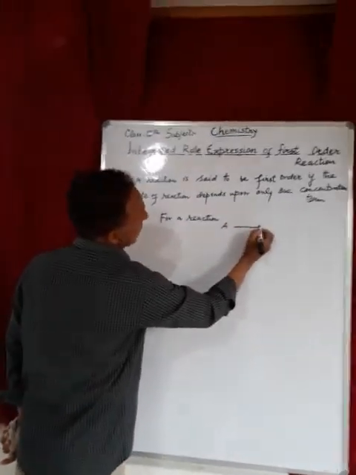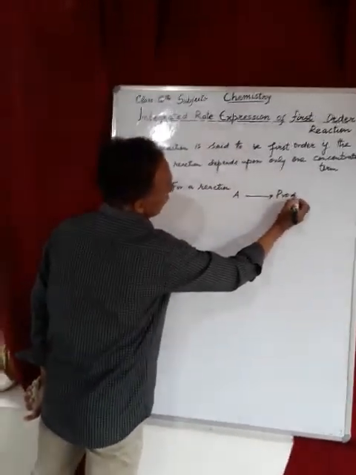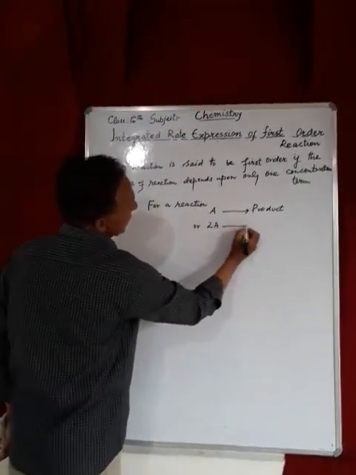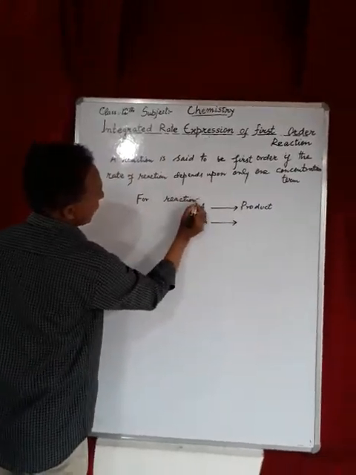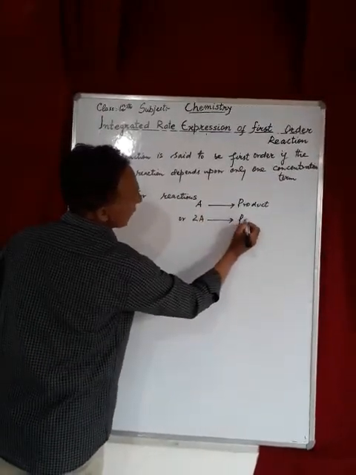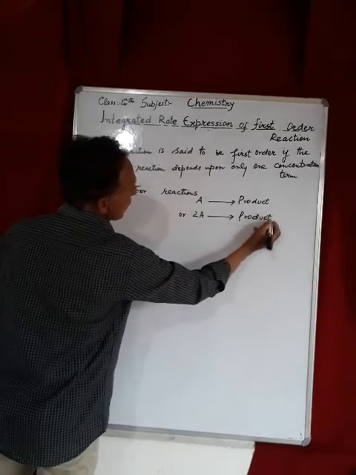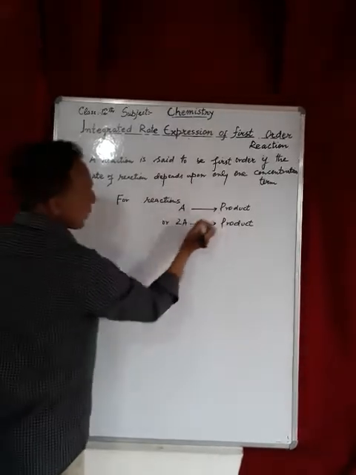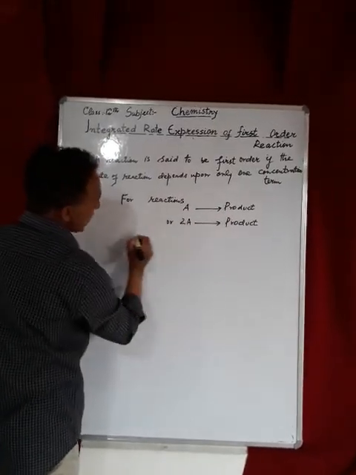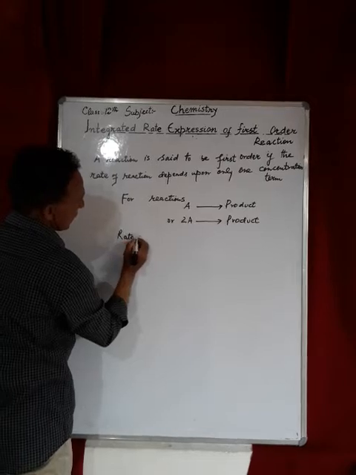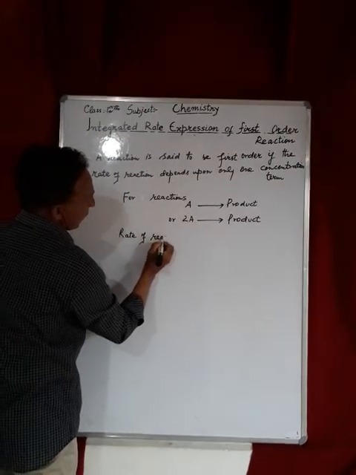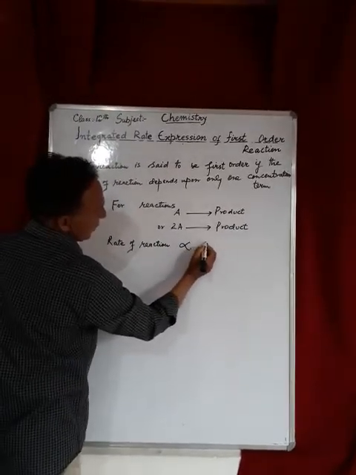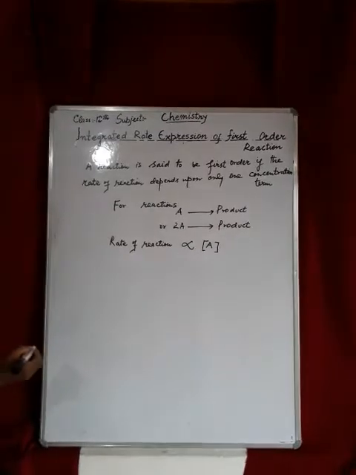For a reaction A gives product, or 2A gives product. For reactions where A is a single reactant that gives product, or 2A gives product, the rate of reaction is proportional to only A.